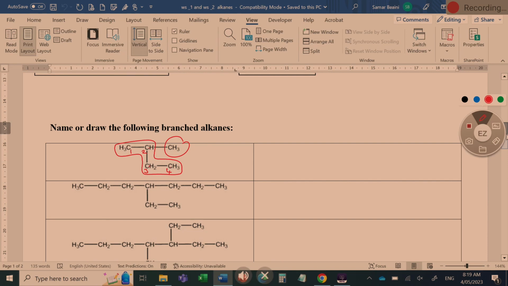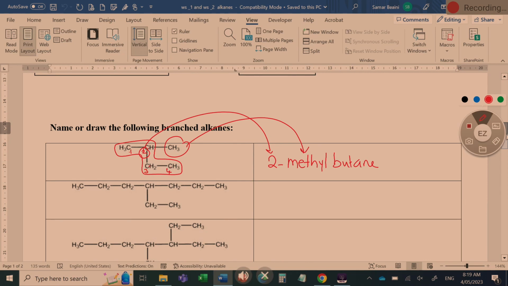Now, the way I would write it is I take the location and put it first. So it's 2-methyl, and then butane, because 1, 2, 3, 4 is my longest chain. That's going to be my suffix. Okay, so what does methyl stand for? Methyl is CH3.